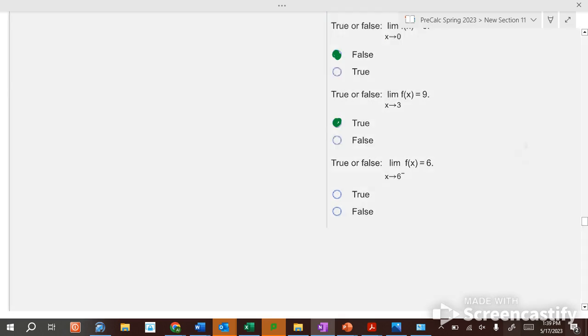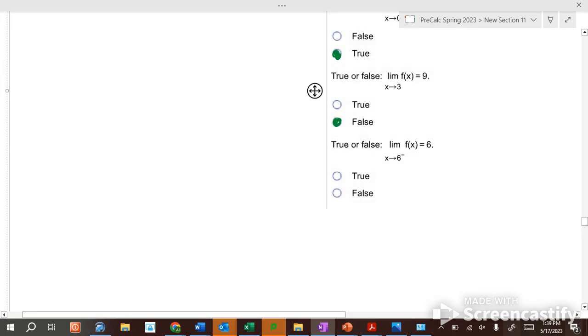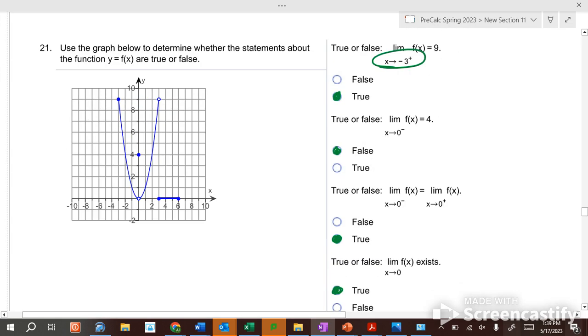And then the last one, as we go towards 6 from the left, and I keep screwing this up because I'm too zoomed in. As we go towards 6 from the left, what is it?